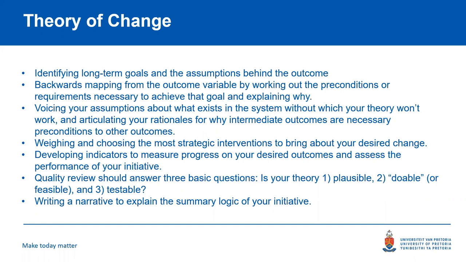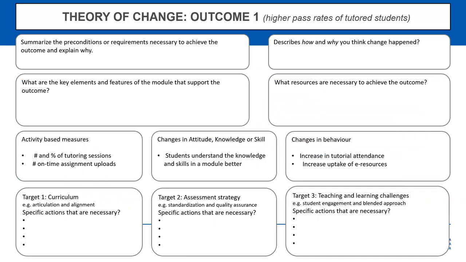Right, so the other form which I am working on and which I haven't provided is to provide a more structured approach to this logic, to the theory of change idea. So again, you need to isolate and focus on each outcome individually. But there you would have, let's say, a structured template, which one can use to theorize on the change or the outcome and the reason for that outcome based on this information here. So summarize the preconditions or requirements necessary to achieve the outcomes and explain why. So really reflecting on what are really the root causes around this, what do we need as preconditions in order to reach this outcome. Describe how and why you think change happened.